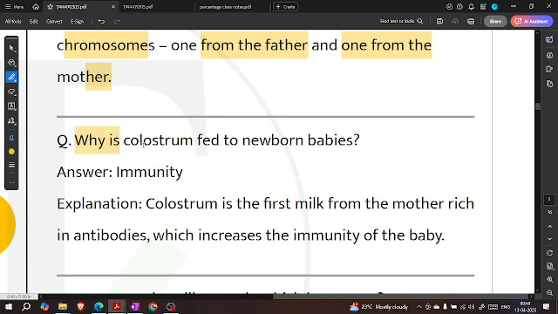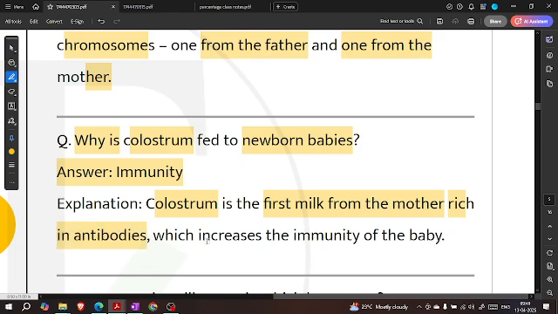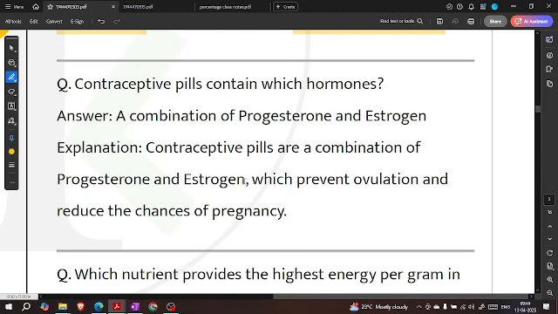Why is colostrum fed to newborn babies? Immunity. Colostrum is the first milk from the mother, rich in antibodies, which increases the immunity of the baby.